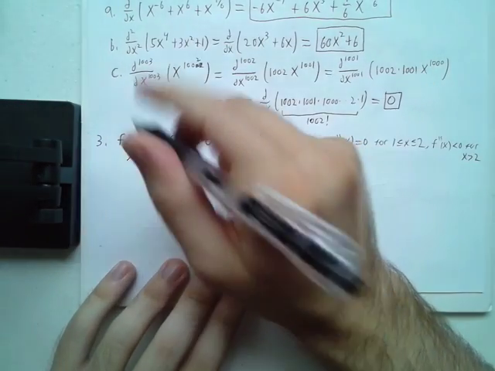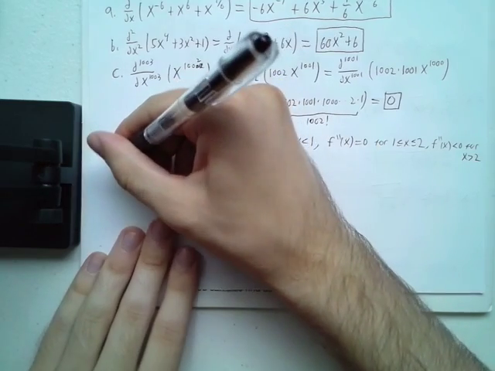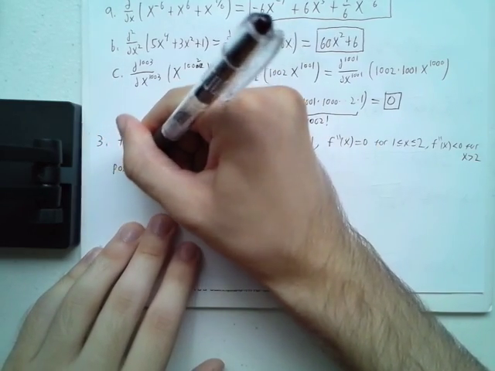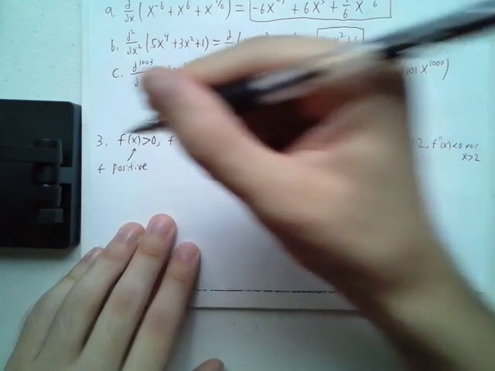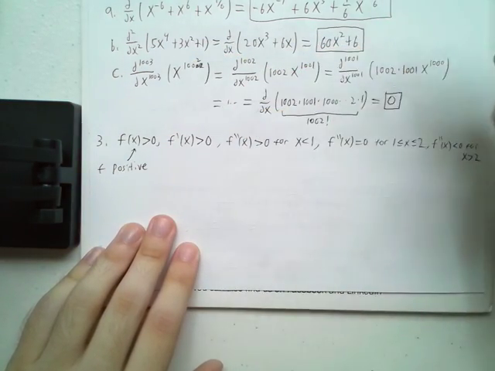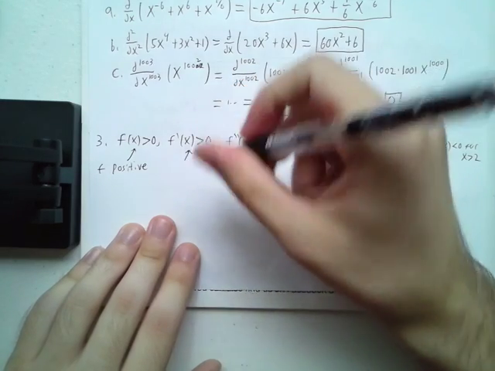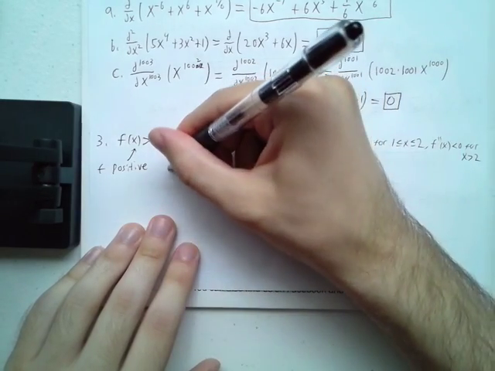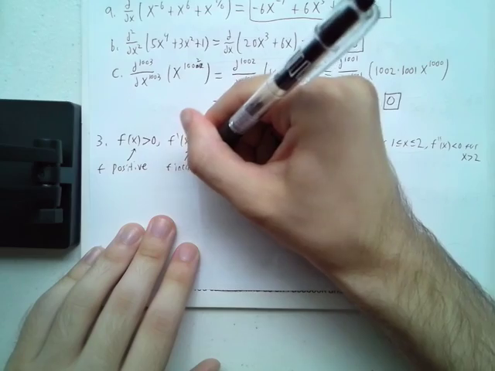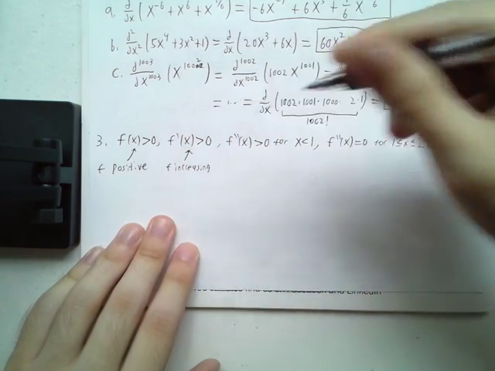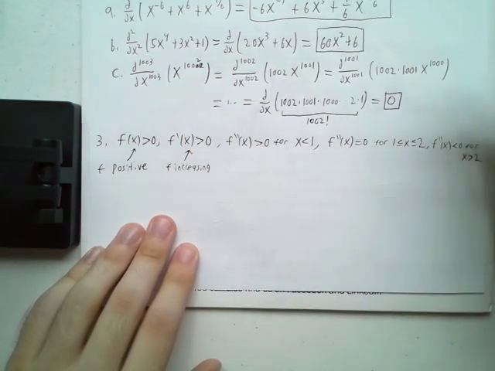So this one here, f of x greater than 0, just means the function is positive. Or in other words, it should always be above the x-axis when we draw our graph. F prime of x greater than 0 means that f is increasing. So our graph should always be going upwards.